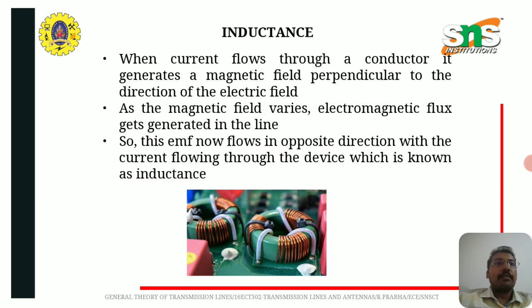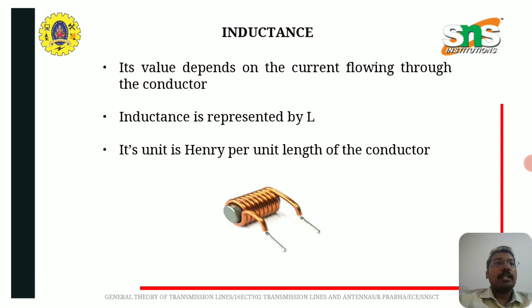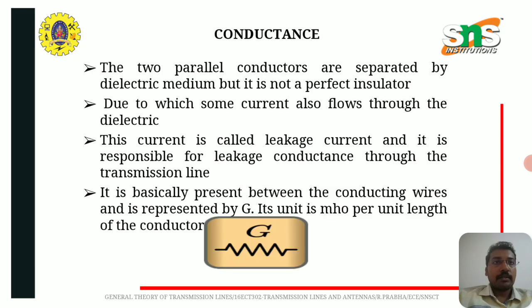Inductance. When current flows through a conductor, it generates a magnetic field perpendicular to the direction of the electric field. As the magnetic field varies, electromagnetic flux gets generated in the line. So this EMF flows in the opposite direction to the current flowing through the device, which is known as inductance. Its value depends on the current flow through the conductor. Inductance is represented by L. Its unit is Henry per unit length of the conductor.